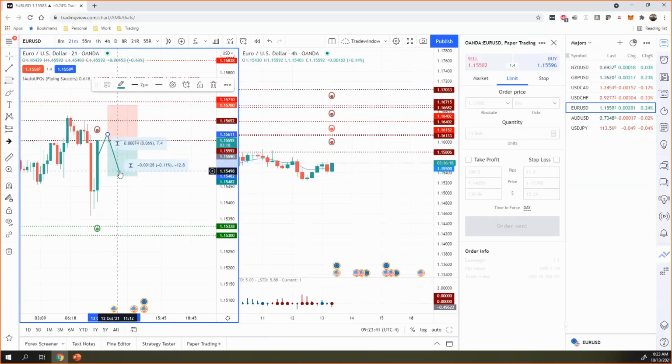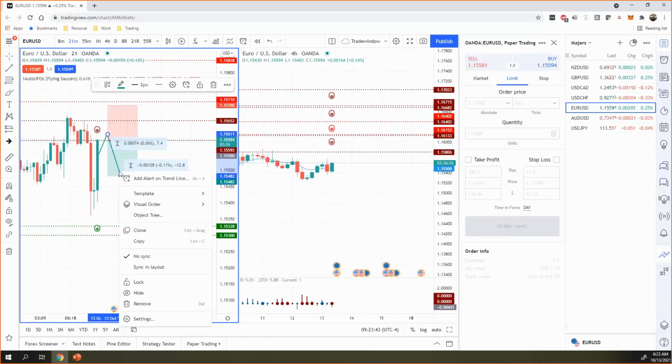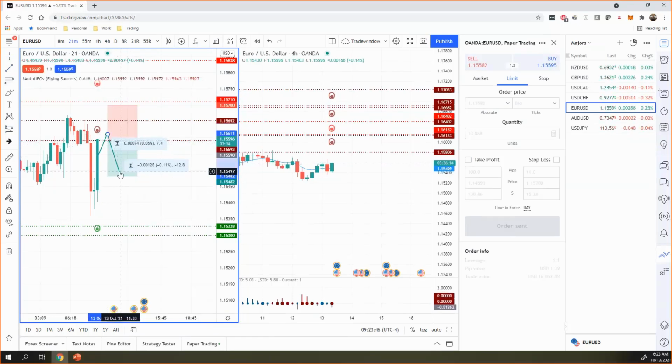Let me just disable the labels for this. I have it set to default.